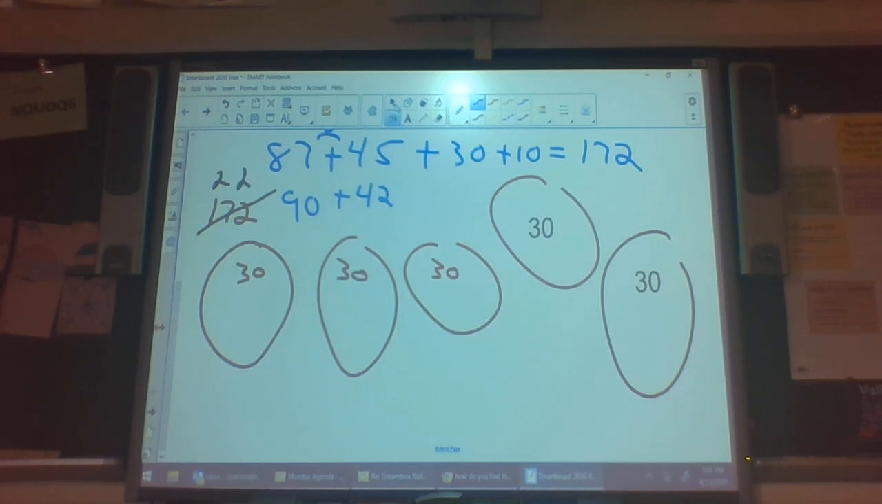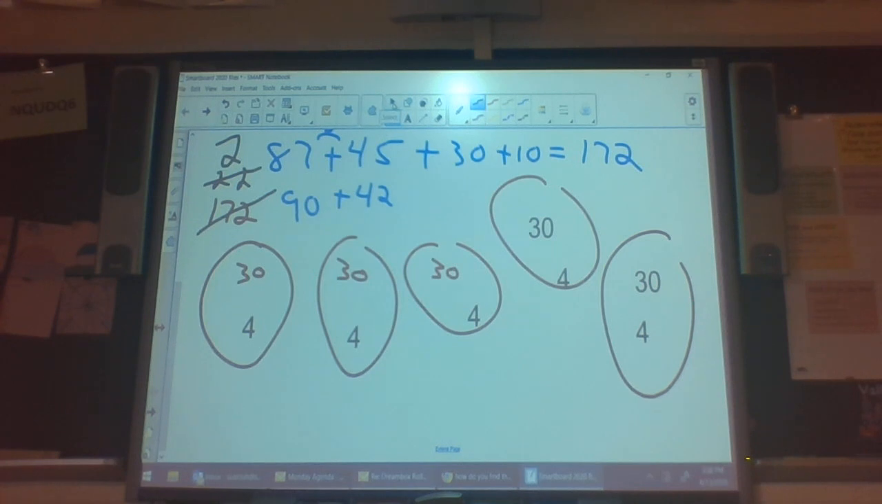So how many 5s go into 22? I'm going to say 4. So I'm going to put 4, 8, 12, 16, 20. So I used up 20 more. So now I'm just down to 2 left.